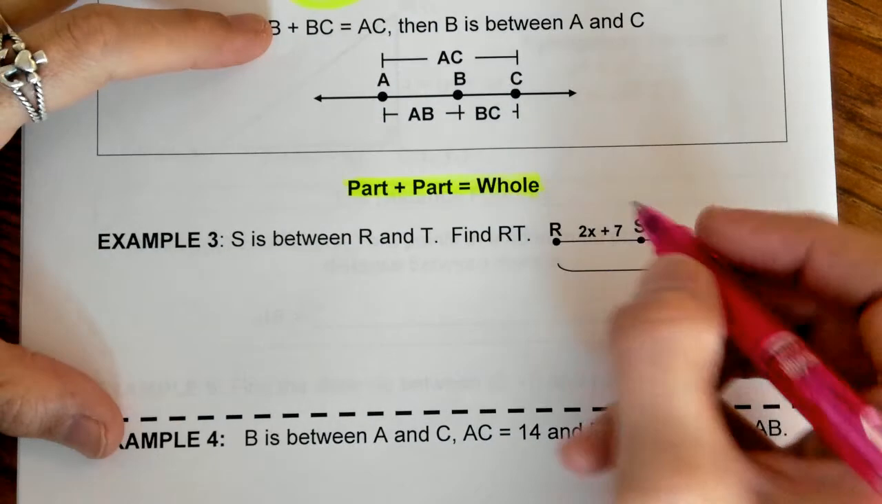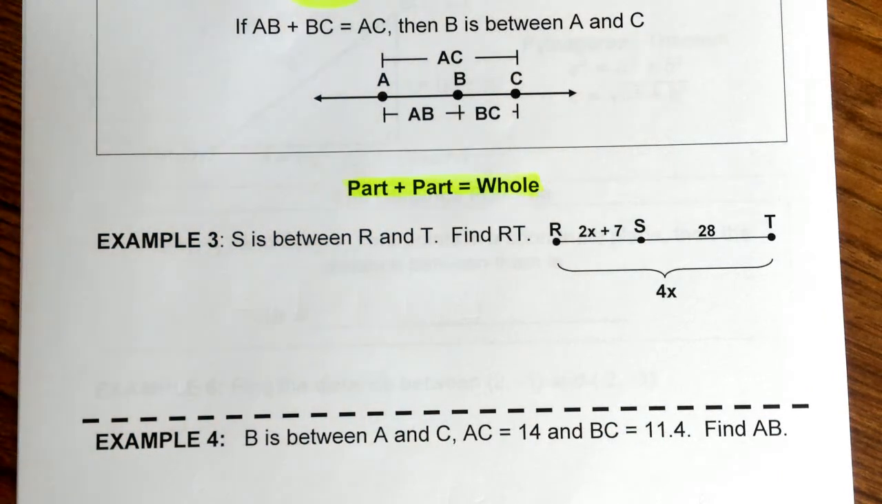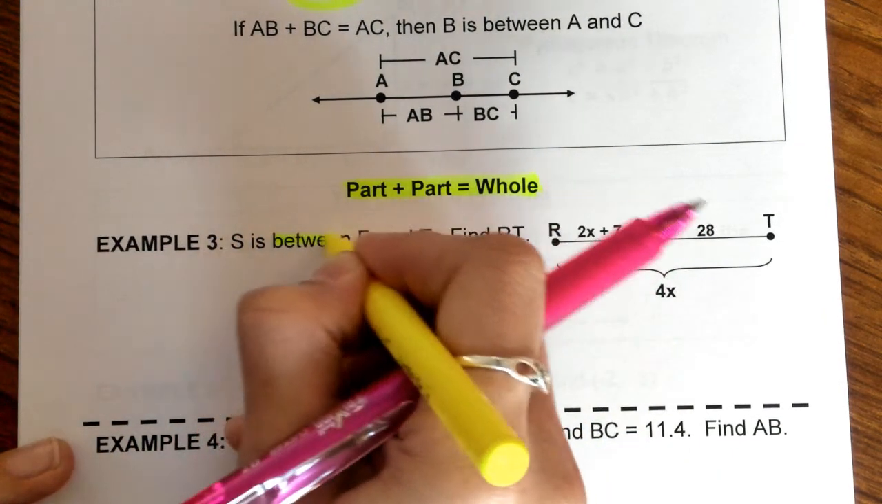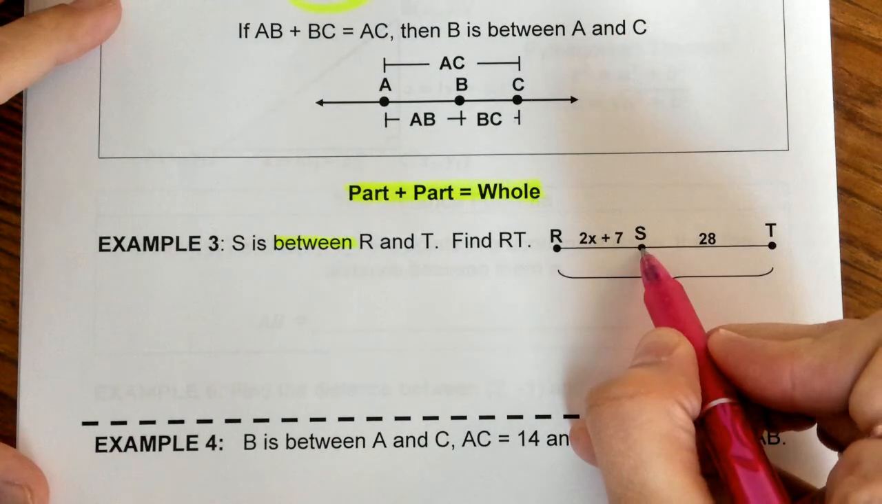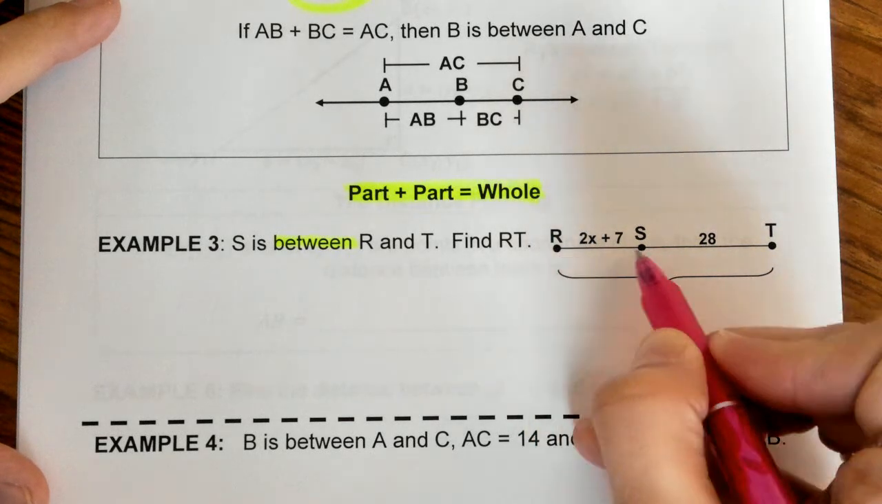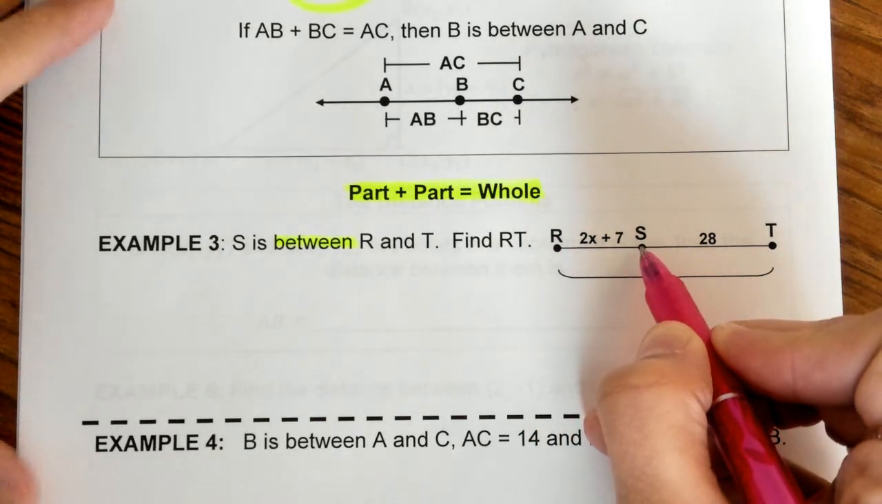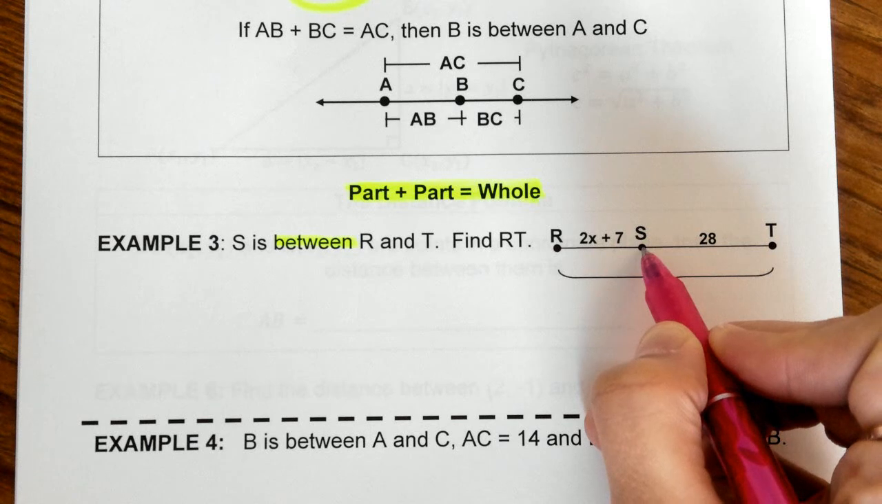I'm going to have S is between, and that's a big word you're going to want to highlight. And you'll learn a little bit later why. You'll learn next, a few notes from now. Notice how S is not in the middle. It looks like it's closer to R than it is to T. We never really assume, but it says it's between, not in the middle.